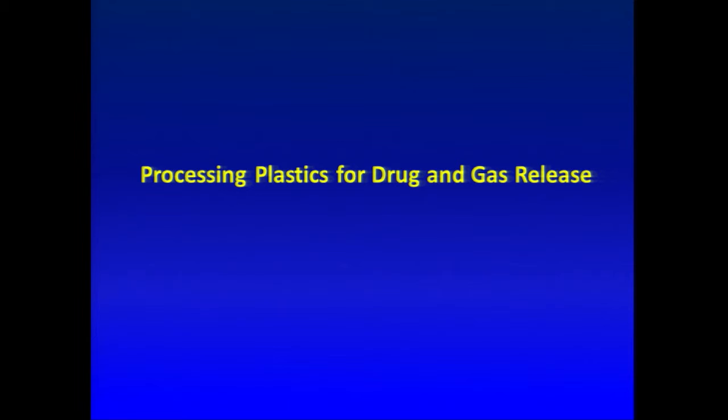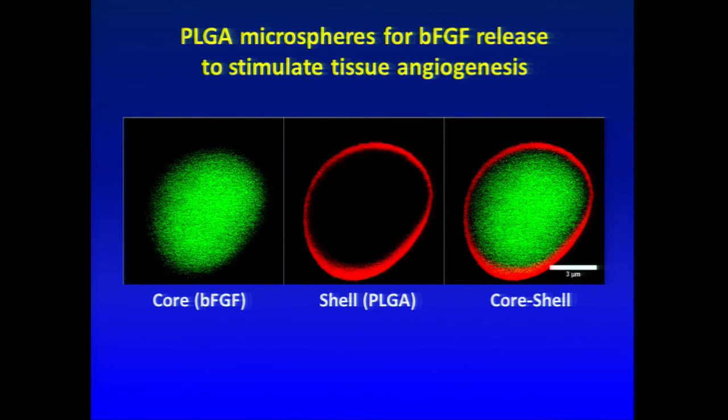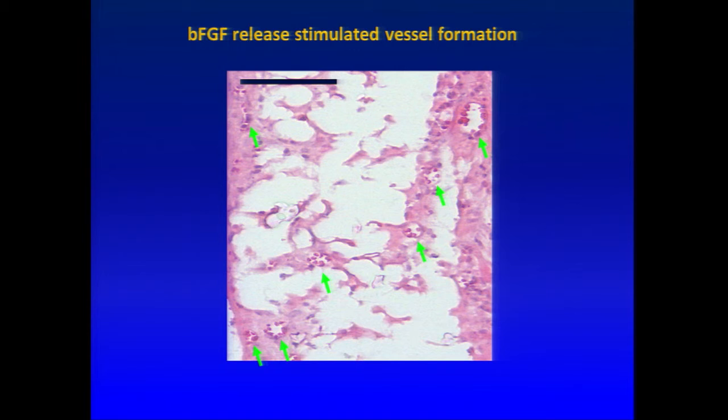I'm going through this quickly. We can also process plastics for drug and gas release. This is a technique we use in the lab to quickly fabricate drug-loaded PLGA microspheres. We use an electrical field to do this. In this case, we fabricated PLGA microspheres to release bFGF to stimulate tissue angiogenesis. We have core-shell structure microspheres. This is the bFGF core, and this is the PLGA shell. You can see that we can allow the bFGF to release over 4 weeks. When we implant, you can see mature functional blood vessels formed with blood cells inside.